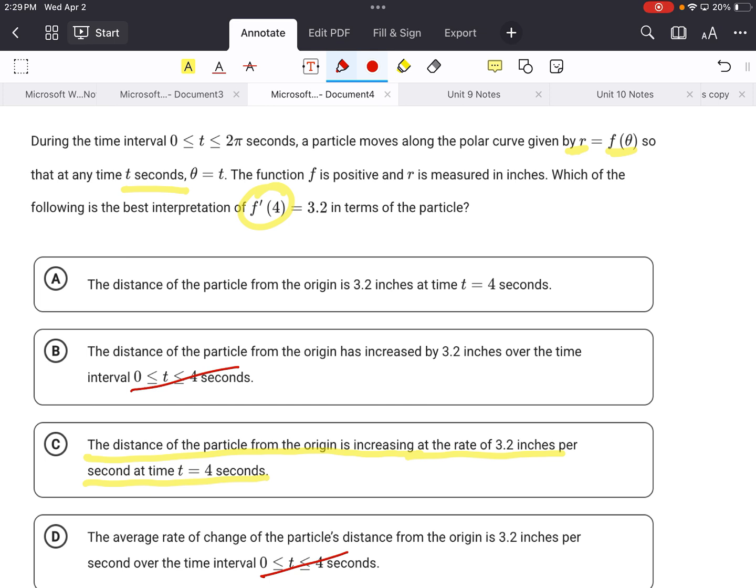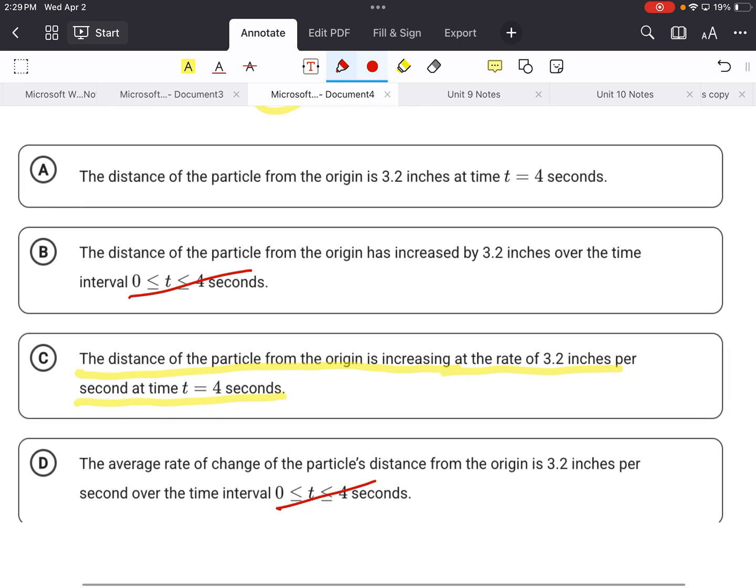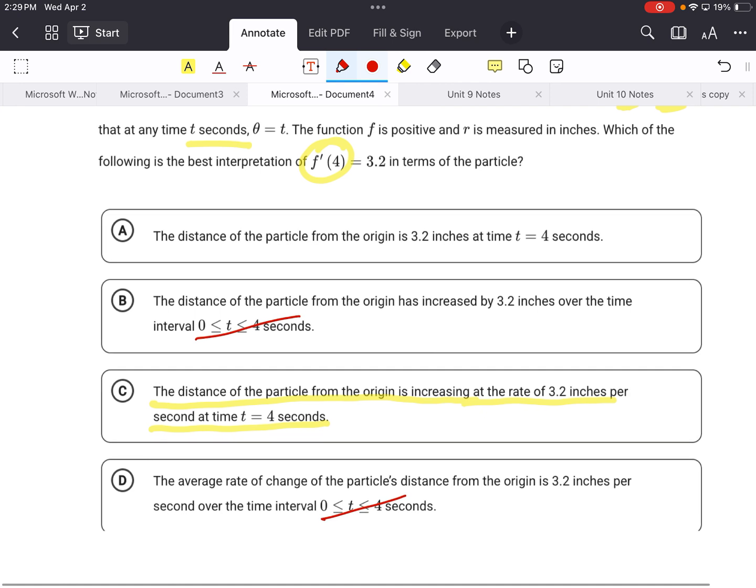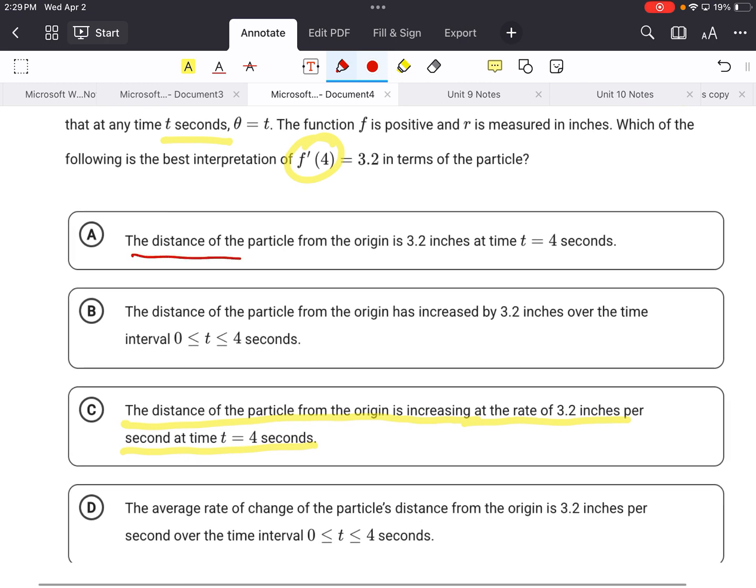So what's derivative? Derivative is rate of change. So it's the change in position with respect to time. So the distance from the origin, the radius, which is the distance from the origin, is increasing because it's positive. So you can kind of look through these answer choices and pick out something that's wrong with each one. The distance is, well, no, distance is position, and derivative is not position.